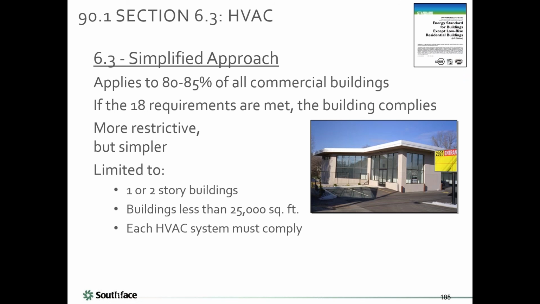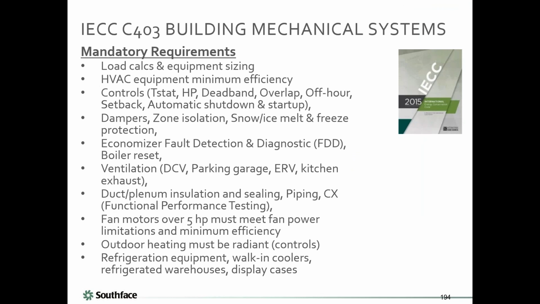It has this simplified approach, which has 18 items. If you can check the box and you're a fairly simple commercial building, 1 or 2 stories, under 25,000 square feet, you can tick the box on these, you're basically going to automatically be done with complying on the mechanical side. So it's very simple. It's not in the other code, so that's something to be aware of. If you're using the IECC, you must essentially comply with all these mandatory requirements.